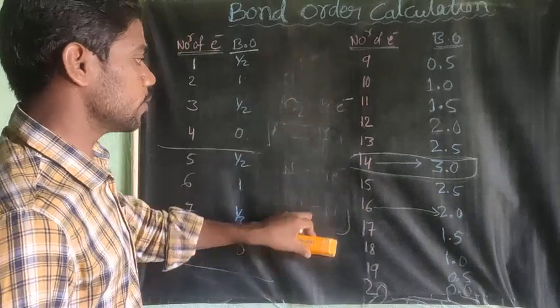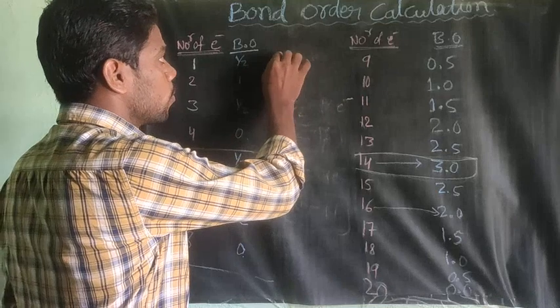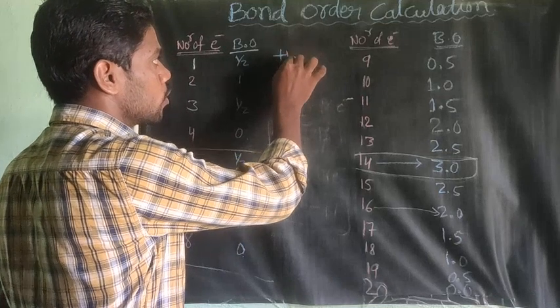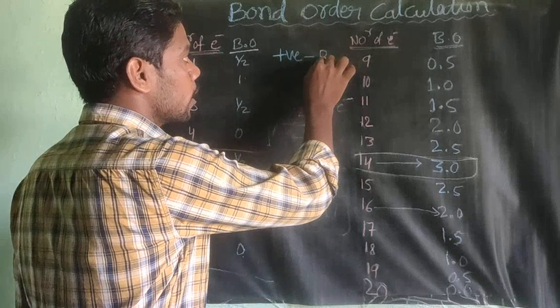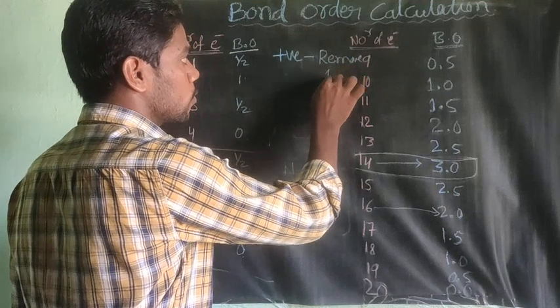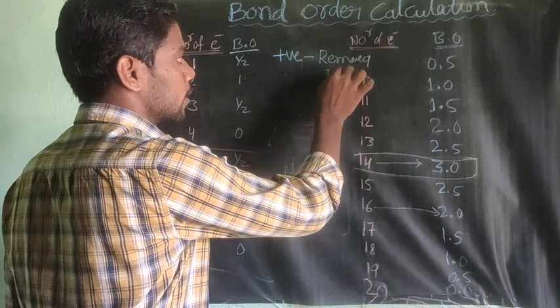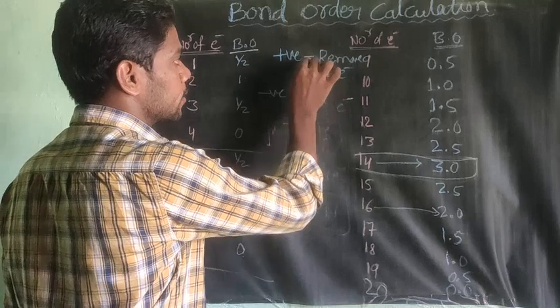One important case I will tell you here, dear student. Whenever a molecule carries a positive charge, remove 1 electron. If it carries a negative charge, add an electron.